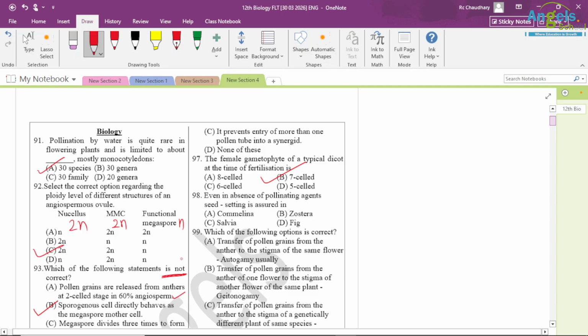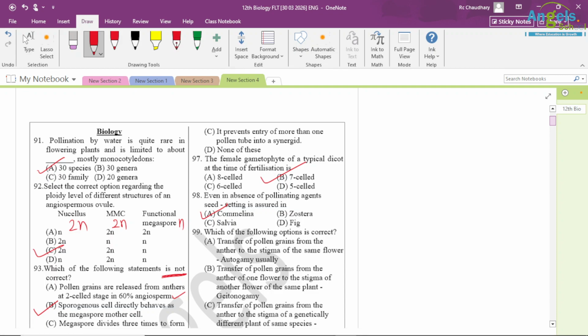Even in absence of pollinating agents, seed setting is ensured in, so it is ensured in Commelina because they are cleistogamous flowers and they do not open.